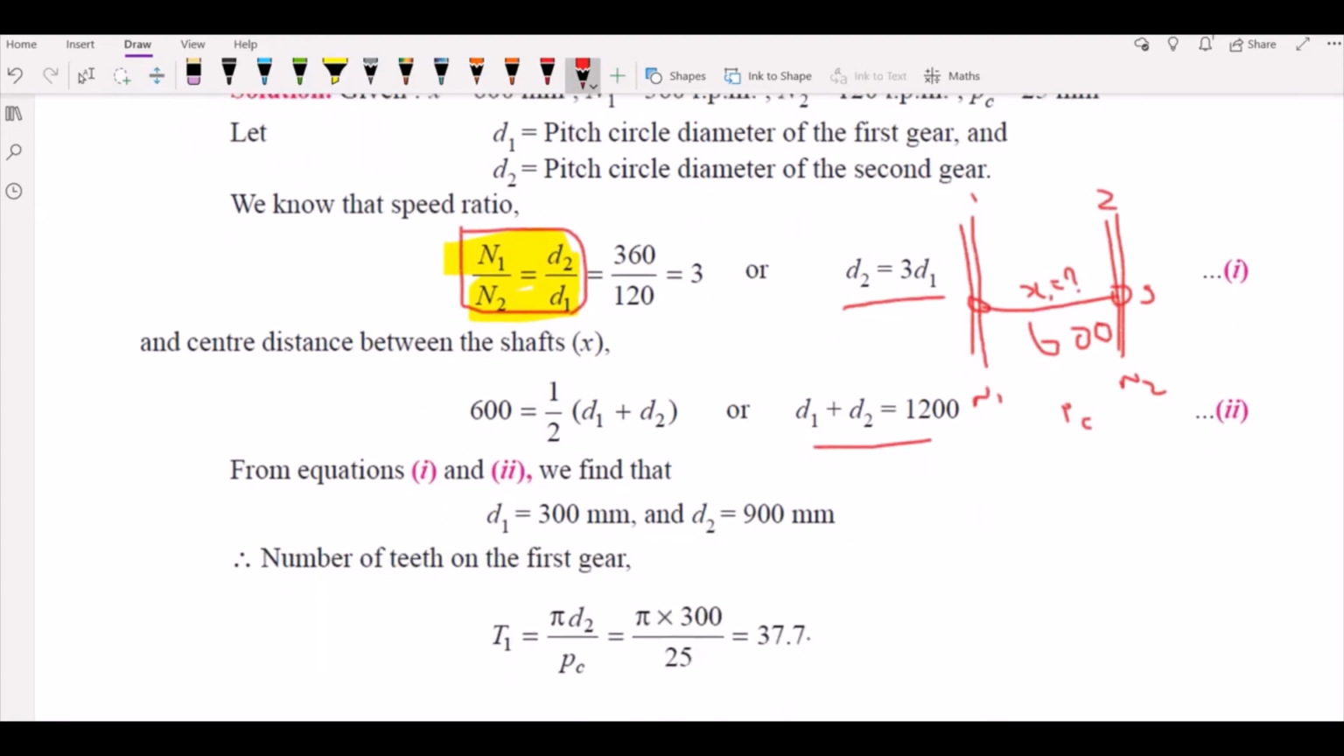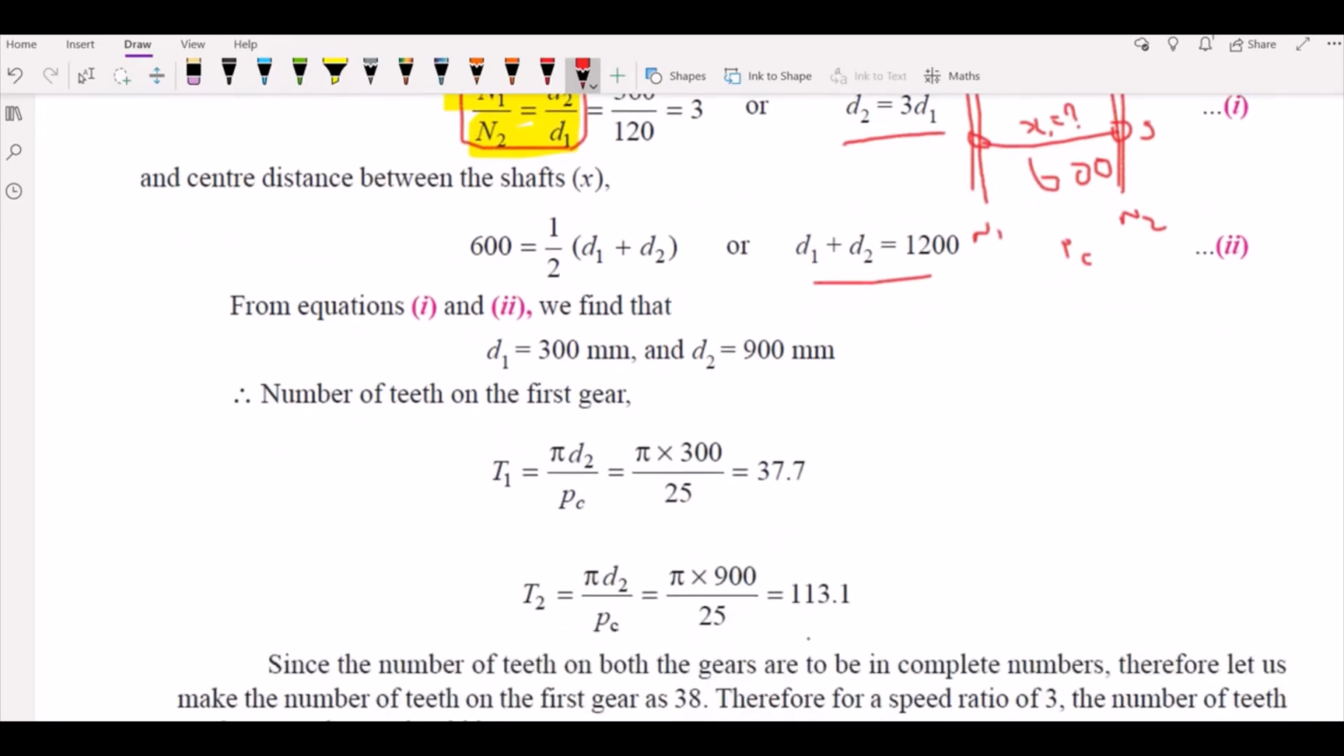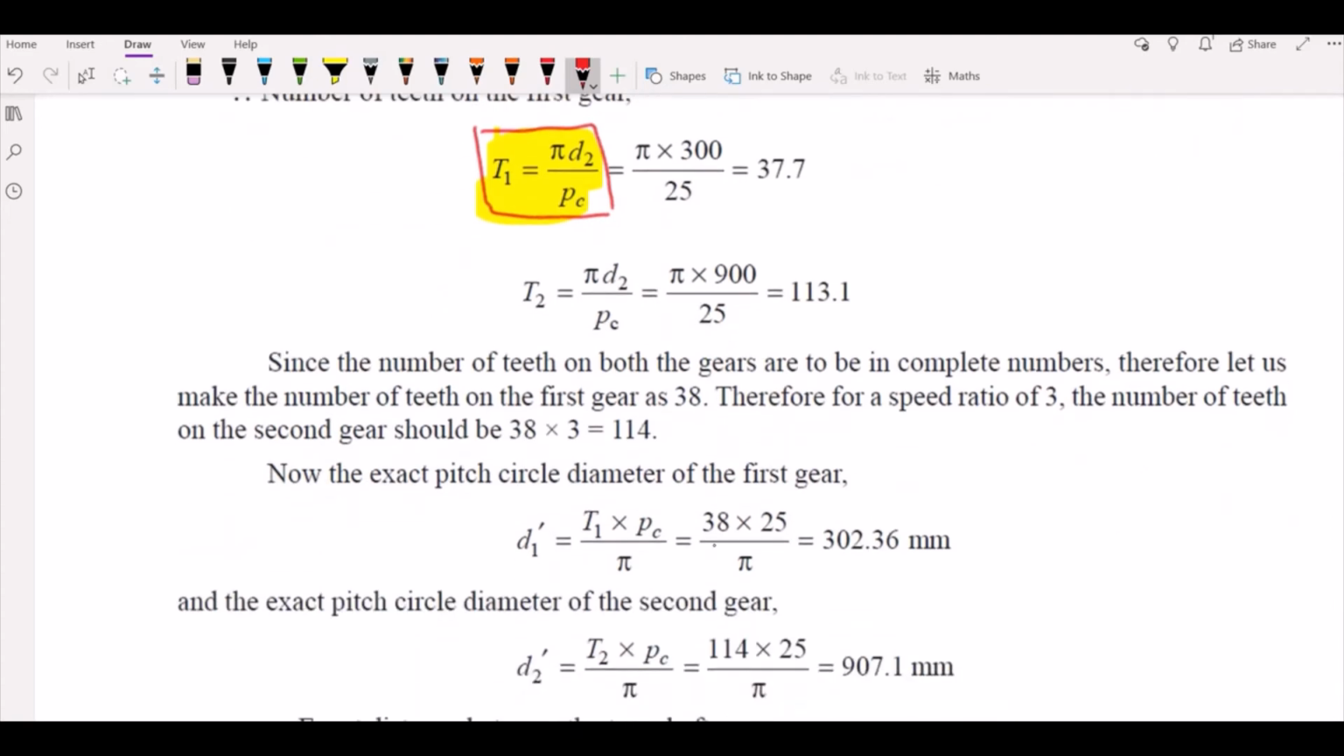Then finally what I am going to do is calculate the number of teeth, t1 and t2. This is also another important relation. Please try to remember this, where t1 is equal to pi d1 by pc, which comes from circular pitch being pi d by t, which we already know. This also you try to remember, a very important relation. After this, from this relation I got t1, and I can also calculate t2 because I already know d1 and d2.